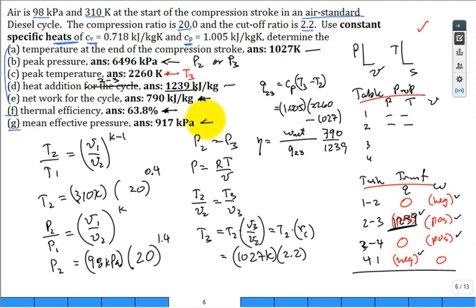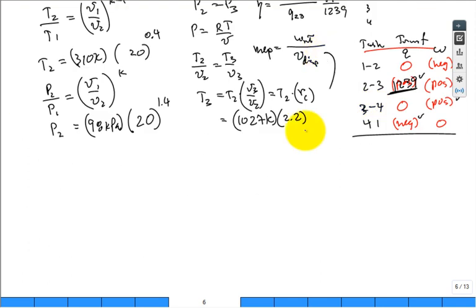And then the mean effective pressure. How do you calculate the mean effective pressure? It's W net divided by the displacement volume. So I have to get the displacement volume. How do I get the displacement volume? Kind of running out of room here. Let me scroll down. Displacement volume is V1 minus V2. Okay.